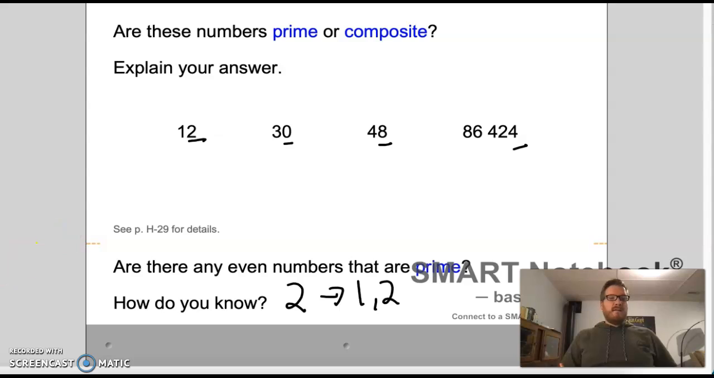So that is all for this lesson. This is, like I said, the first part, and my next video is going to focus on something called prime factorization, and I will just get that going.